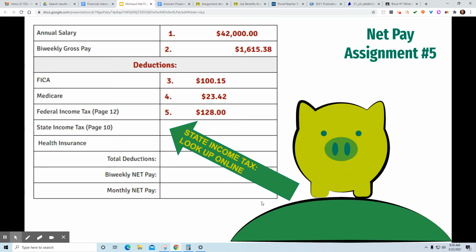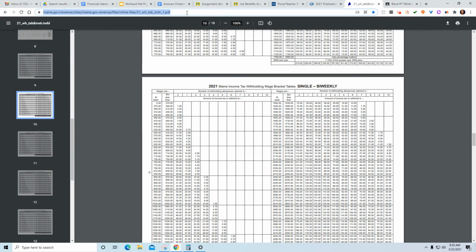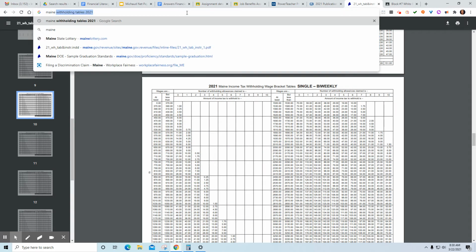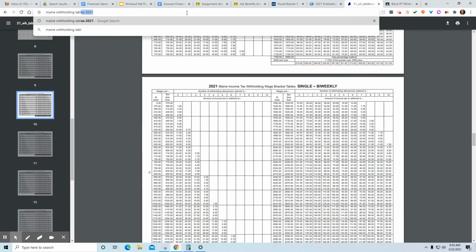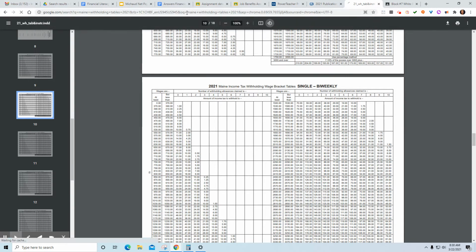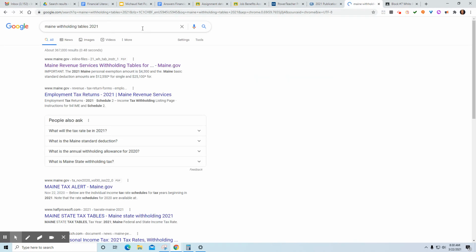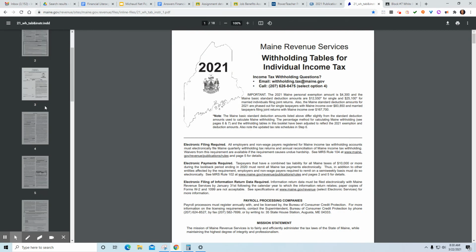Next, we need to figure out state income tax. We need to do the same thing. All right, so what you're going to query is, and bookmark these sites, by the way, name withholding tables 2021. This will be on page 10, which is the biweekly for a single person.